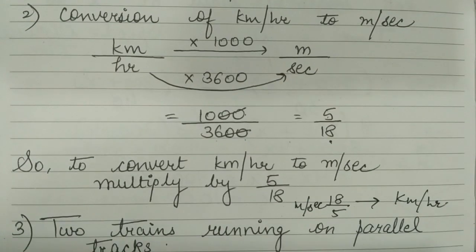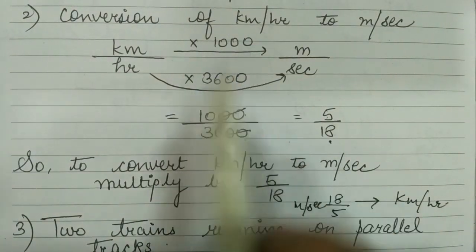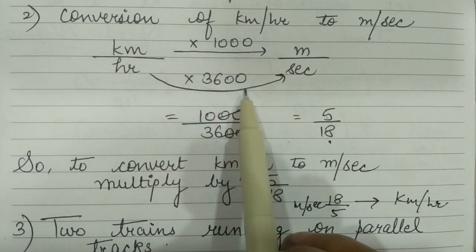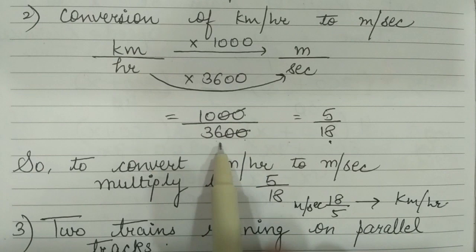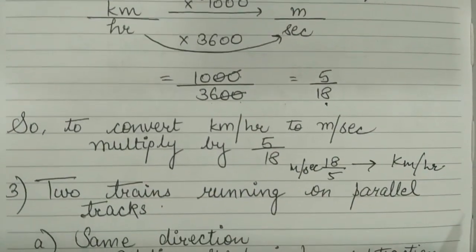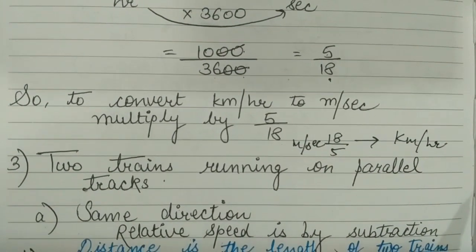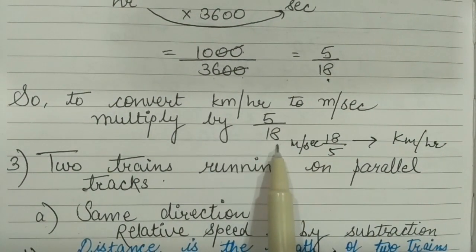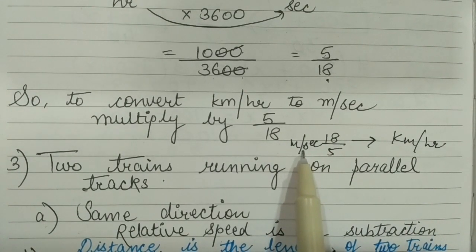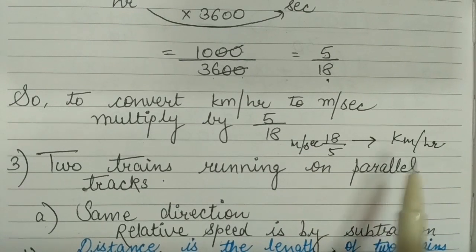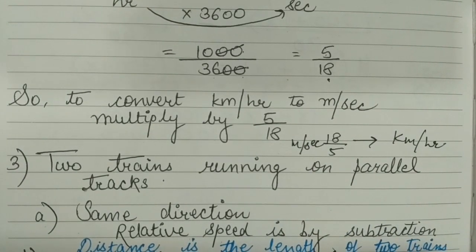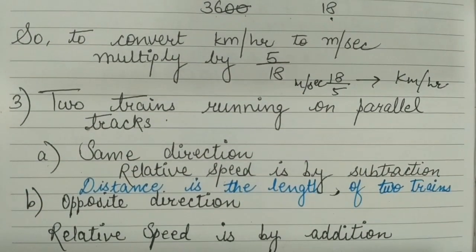To convert kilometer to meter, we have to multiply it by 1000. To convert hour into second, multiply it by 3600. 1000 upon 3600 will give us 5 upon 18. So to convert a given speed in kilometer per hour to meter per second, multiply the given speed by 5 by 18. And when you have to convert a speed in meter per second to kilometer per hour, multiply it by 18 upon 5.